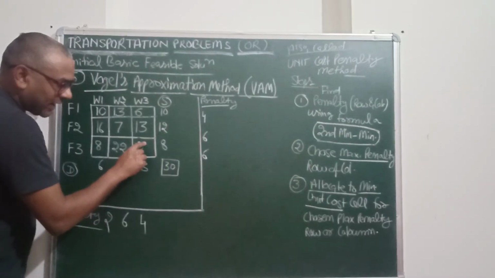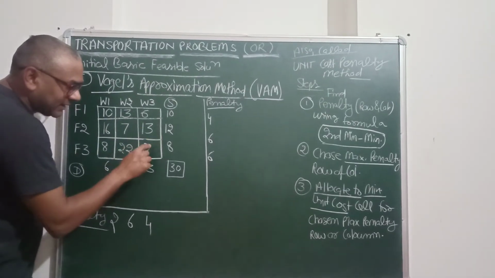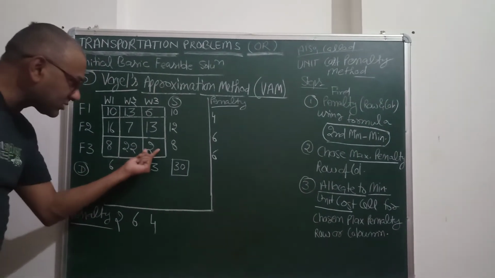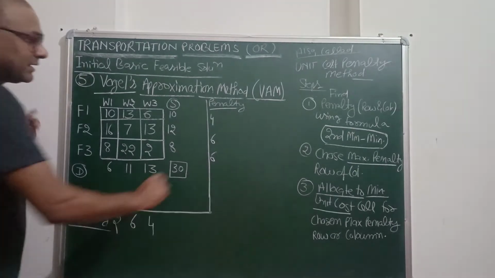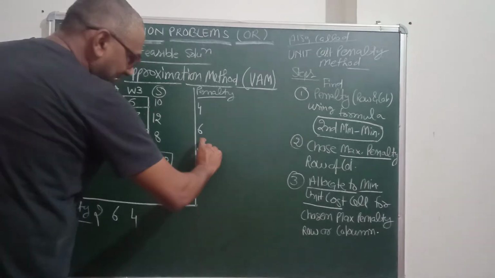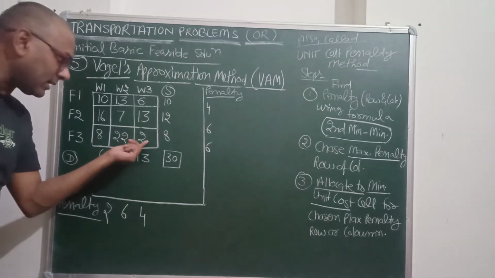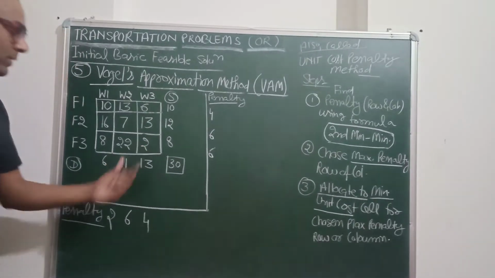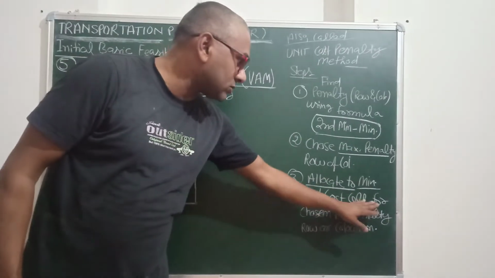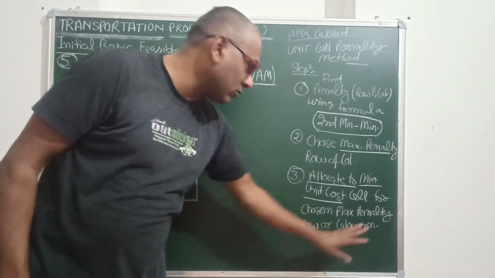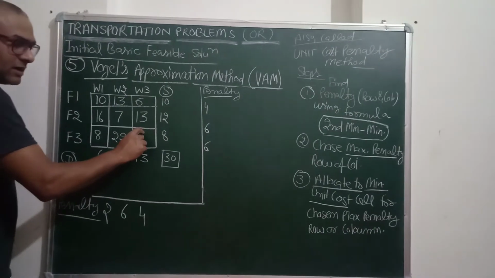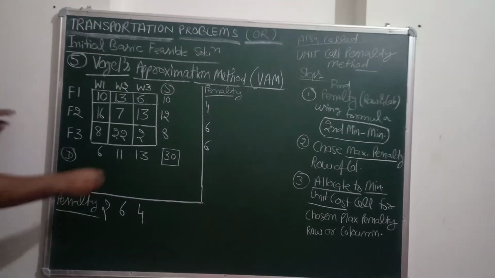So the priority is that we have to choose this row. Okay, so we will make the first allocation to this cell as it is satisfying the condition of a maximum penalty row against the maximum penalty cell. So let us make an allocation to this cell. Okay, now this is the third requirement. Allocate to minimum unit cost cell for chosen maximum penalty row or column. Here we have selected this row as the cell is having a minimum cost here. So let us start making allocation here.